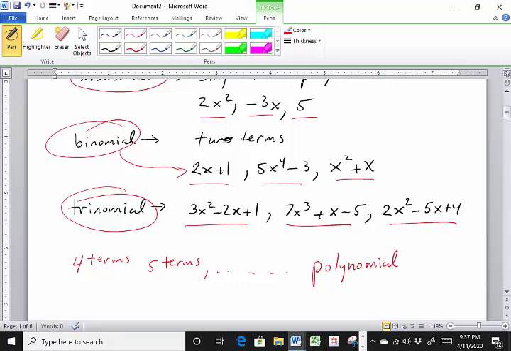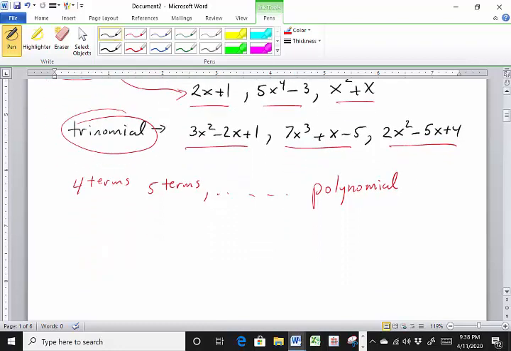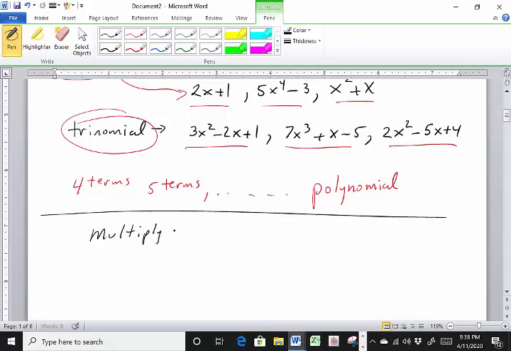So with that said, when you hear me mention these names, I might say multiplying two binomials together, or a monomial times a monomial, and you'll know what I'm talking about. So let's look at multiplying monomials.